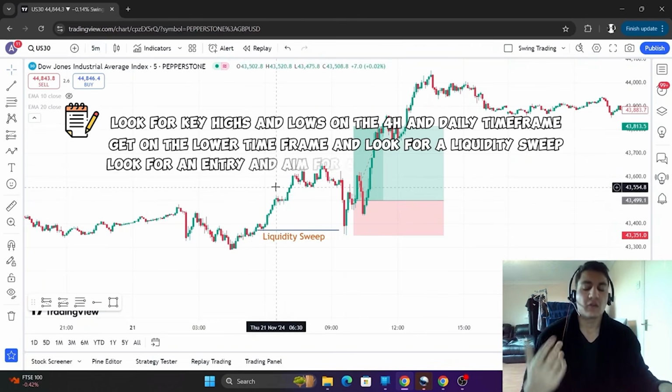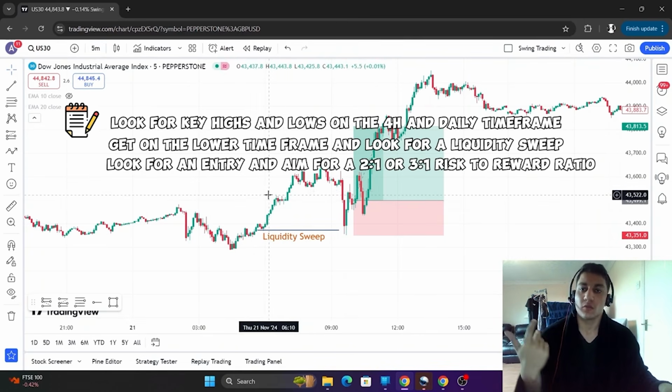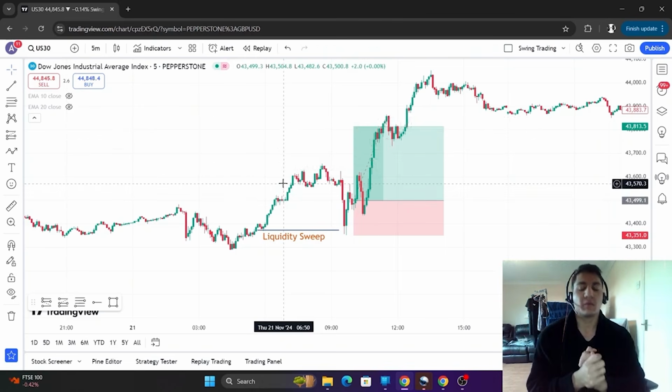Once you get your liquidity sweep, you're going to wait for your entry, which could be an order block, fair value gap, optimal trade entry, or anything else you like. And you're going to aim for a 2 or 3 risk to reward ratio, nothing more, and ideally nothing less. And that's all you need to be a profitable trader. It's really all you need, and that's how you trade liquidity.